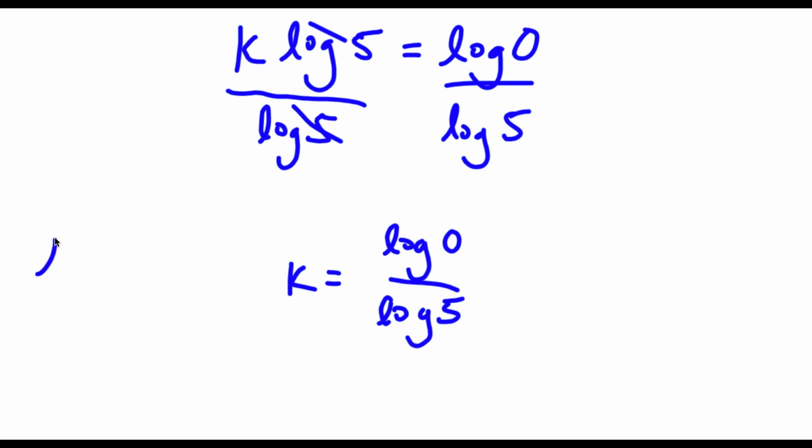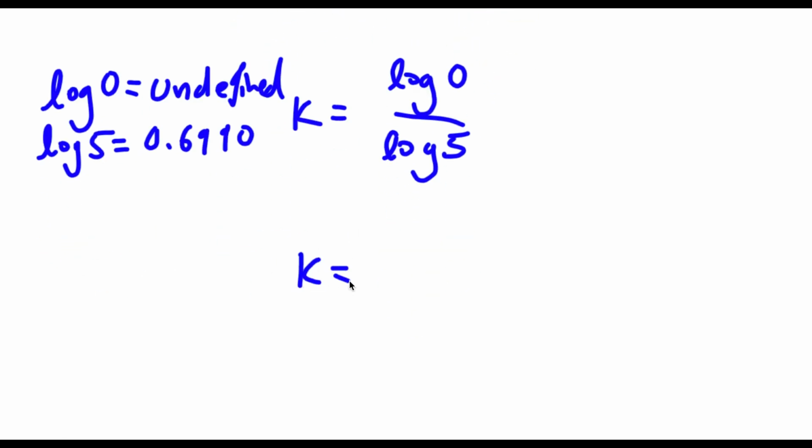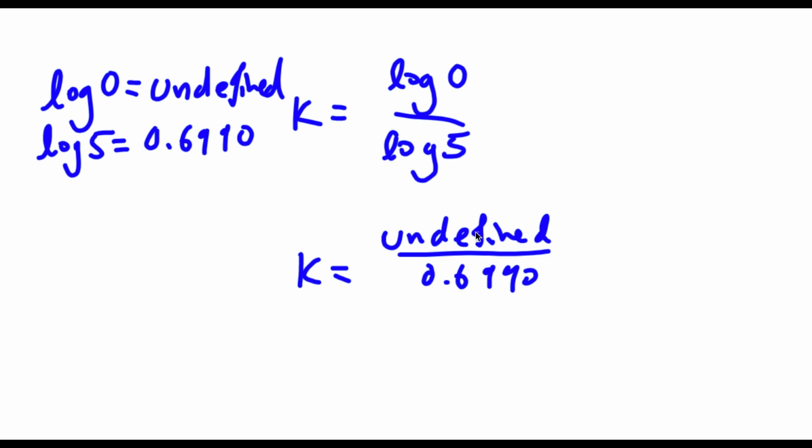Now, log 0, this is actually undefined. And log 5, this is equal to 0.6990. So k is equal to undefined over 0.6990. And you can't really divide undefined by anything because it's simply undefined. So this means that k is just undefined.